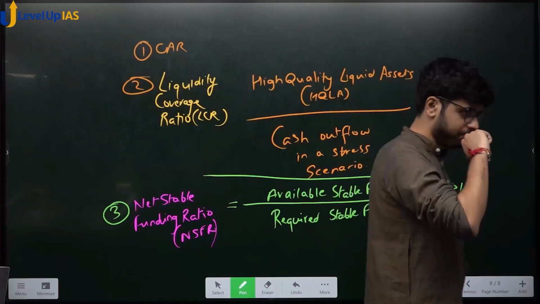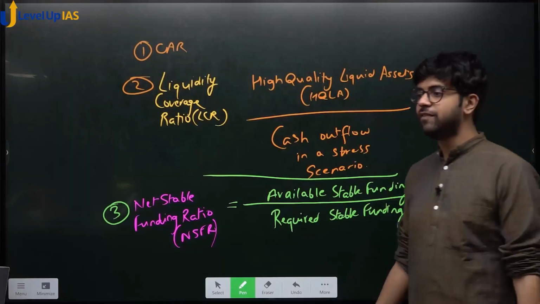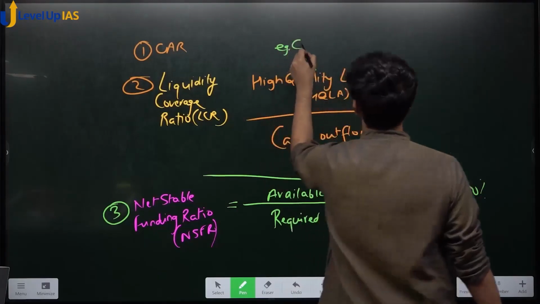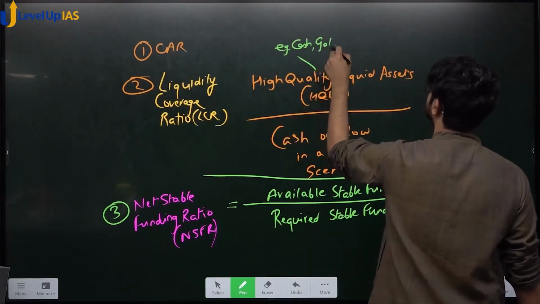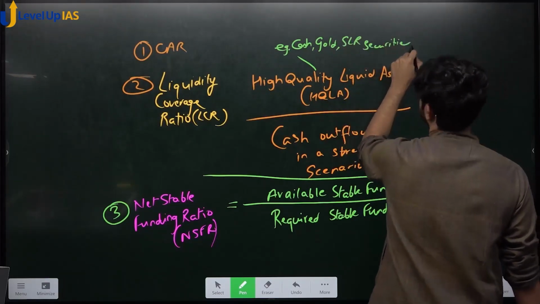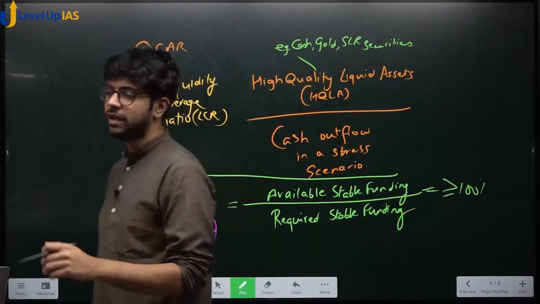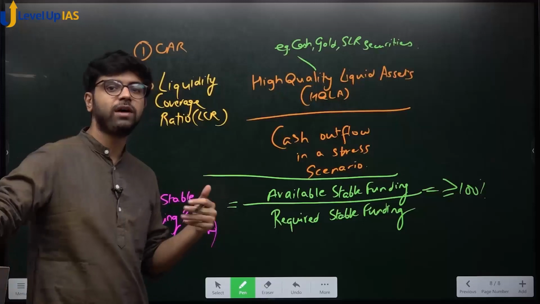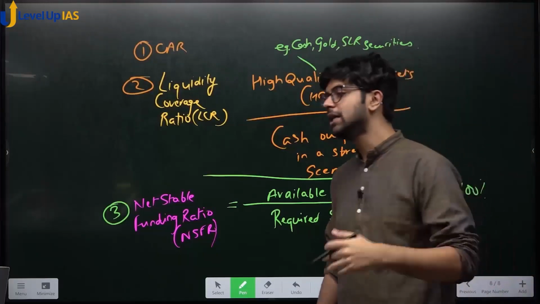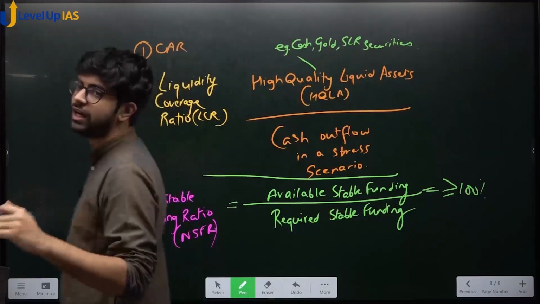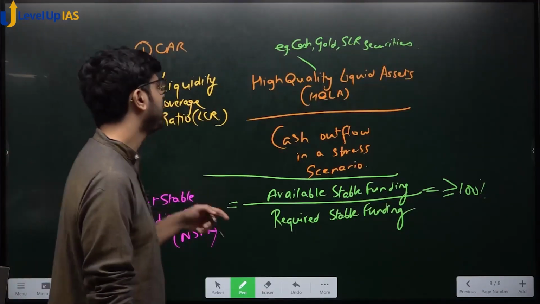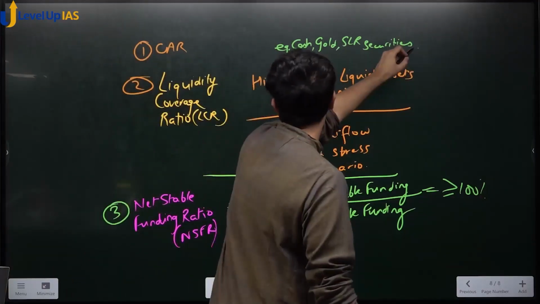Now, liquidity coverage ratio. Why do we calculate the liquidity coverage ratio? To see how much the bank can sustain when it goes out of business or when something happens in the economy, to see how much the bank is able to sustain itself without earning further income. So high quality liquid assets upon cash outflow in a stress scenario is your liquidity coverage ratio.